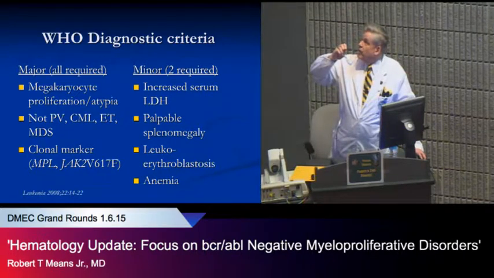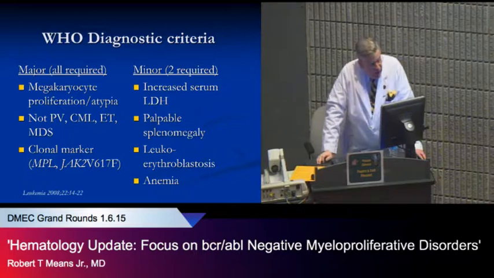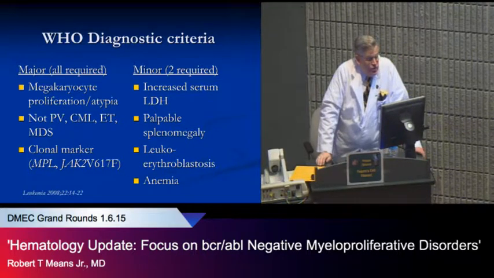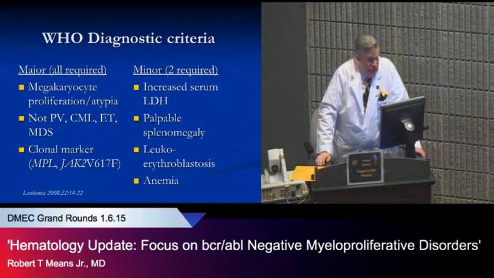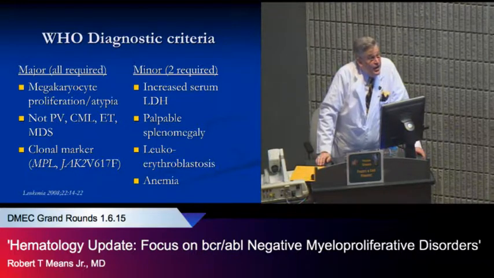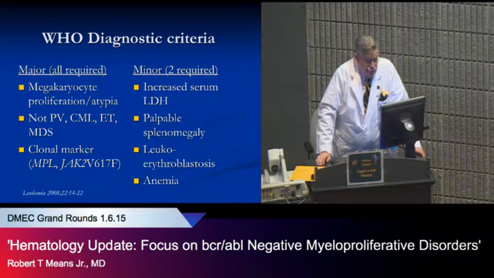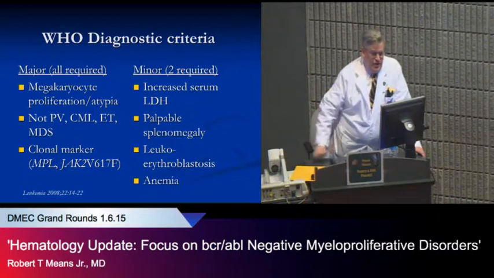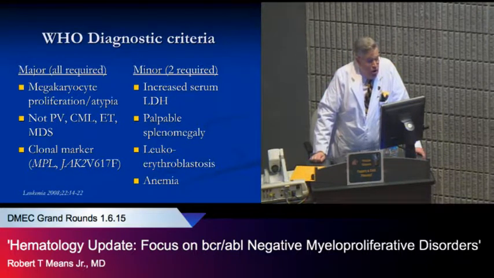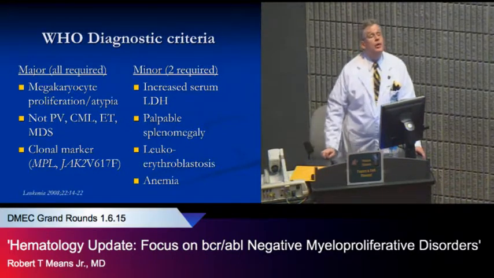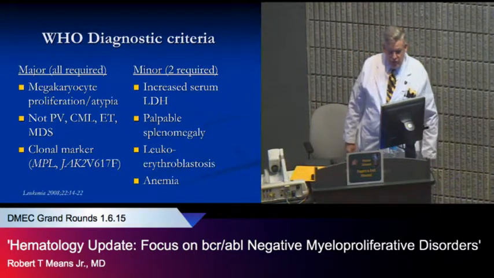So what are your criteria for this? Again, by the World Health Organization, you need to have megakaryocyte proliferation and atypia because, of course, it's arising from abnormal megakaryocytes. You need to not be one of the other myeloproliferative disorders, and you need to have some kind of a clonal marker, and you have to have all of those to make the diagnosis. Minor criteria, of which you need two: you need to have an increased LDH, which is a marker of increased cell turnover. You need to have palpable splenomegaly, not just radiographically present splenomegaly.